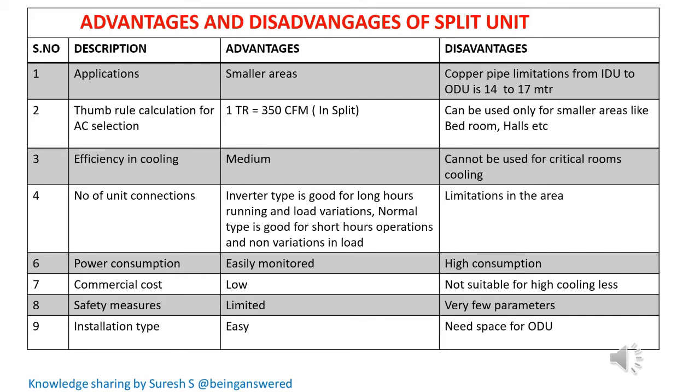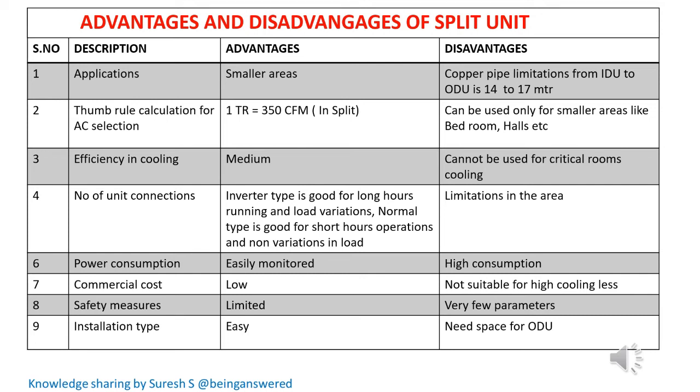The star rating is easy to understand, but sometimes it can misguide due to various agencies. Between inverter and normal type, the inverter type is good for long hours of running and load variations. The normal type is good for short hours of operation and no variation in load. The disadvantage is limitations in area and technology. Power consumption is easily monitored, and the disadvantage is high consumption.